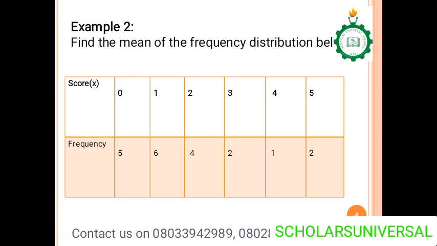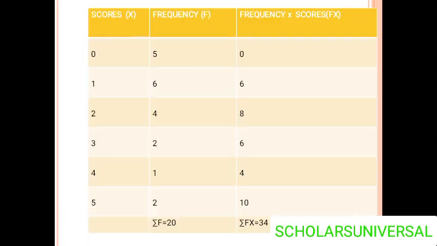Another example is here. This one is in tabular form. Find the mean of the frequency distribution below. You can see that this has been grouped. For the total number of students that scored 0, we have 5 students. For the total number that scored 1, we have 6. Scored 2, we have 4 students. Scored 3, we have 2. How many students scored 4 marks? 1. How many scored 5? 2. So let's see how this can be represented in a better way.